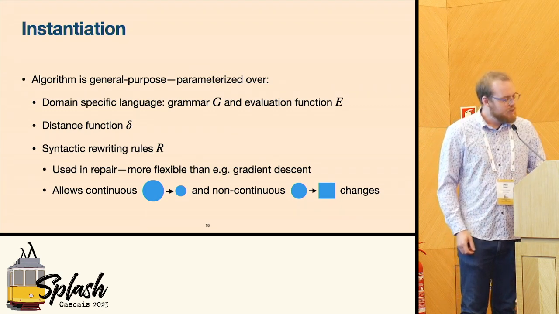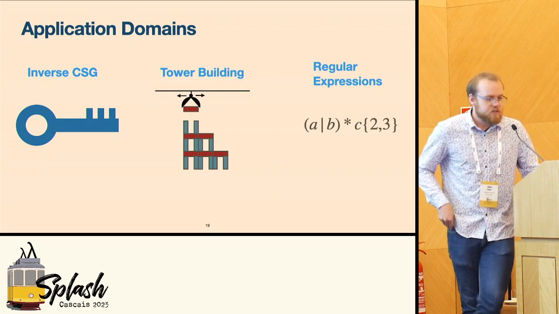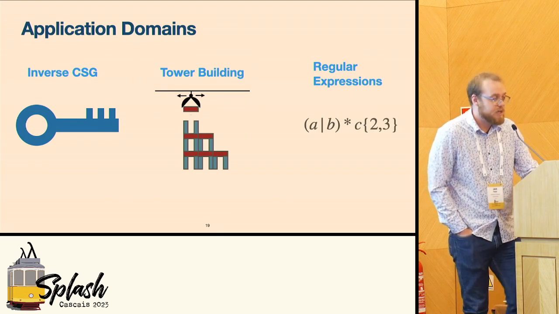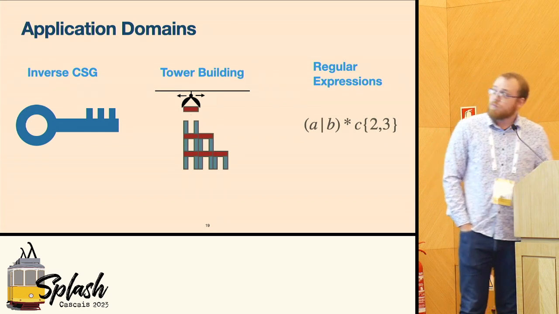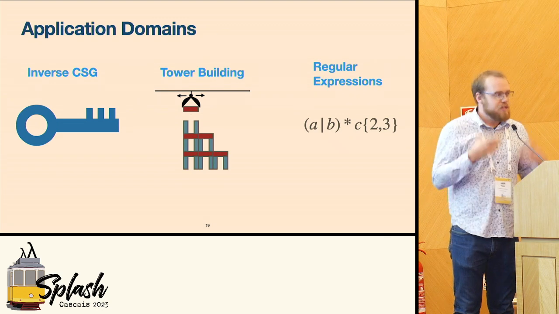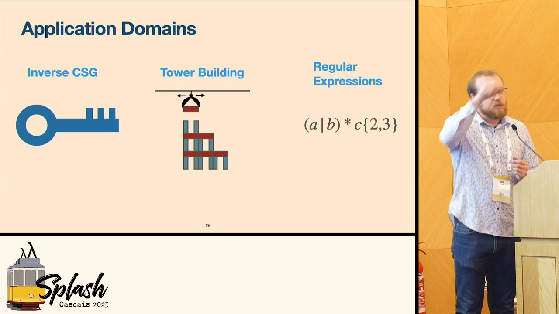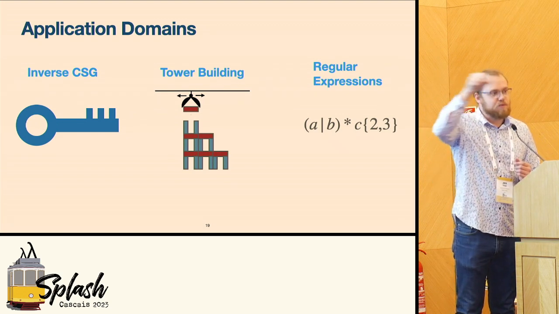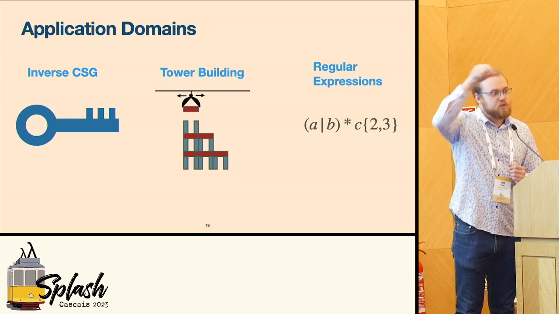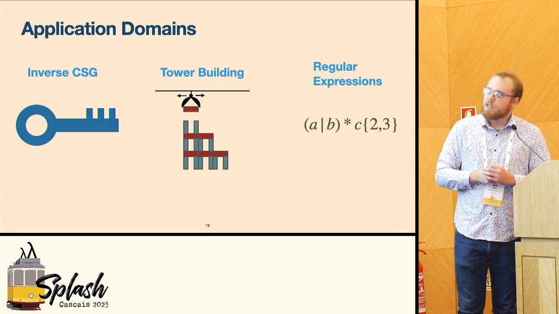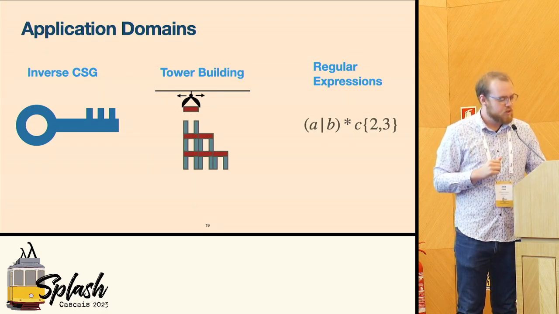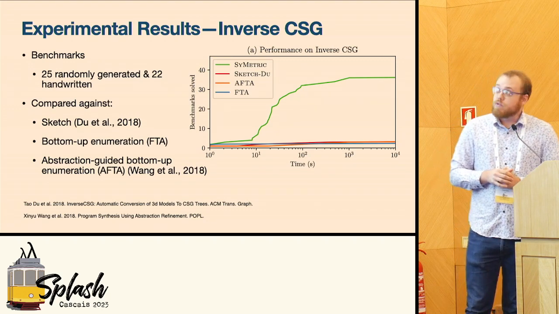Okay, so we implemented this algorithm and we parameterized it for 3 fairly diverse application domains. Inverse CSG, which we've talked about. We also looked at a tower building domain, which is a kind of AI task where you're controlling a little robot arm that moves left and right across a playing field, and it drops blocks to build towers. And then finally, we looked at a regular expression building domain. So let's look at some results.